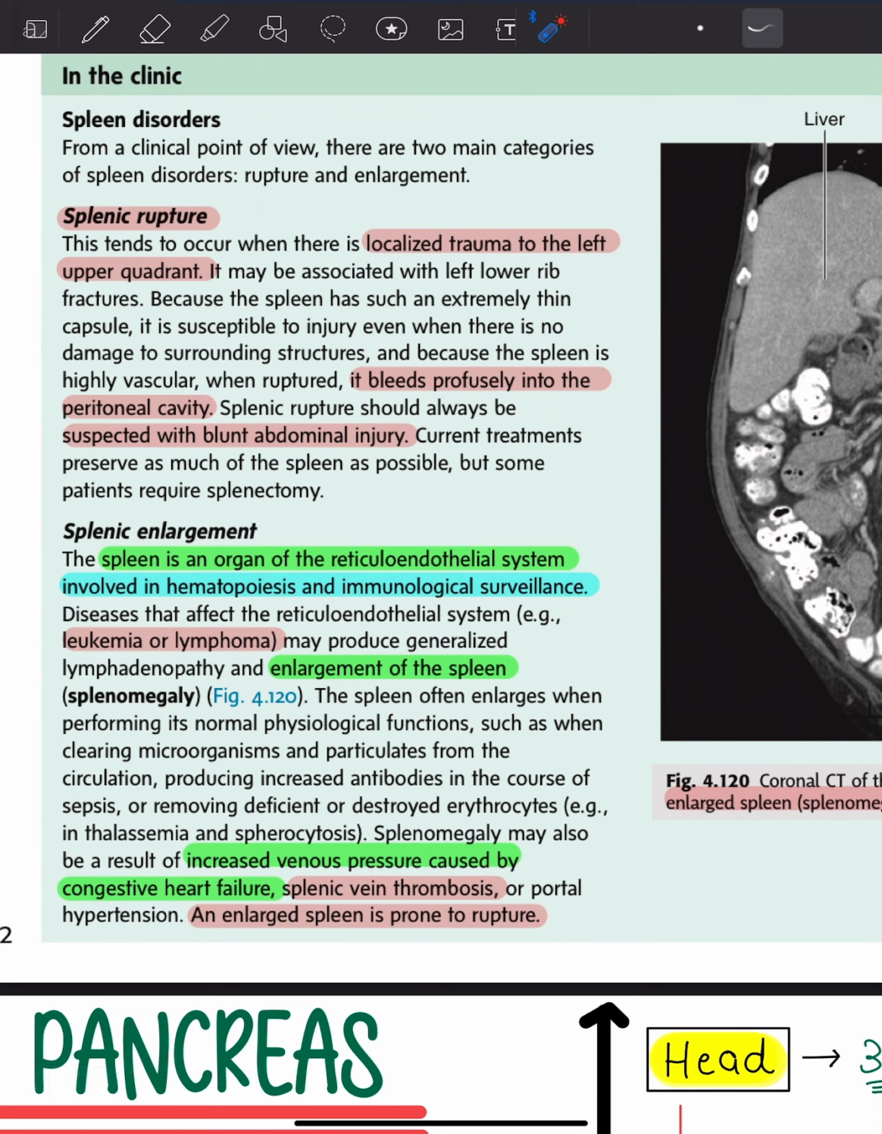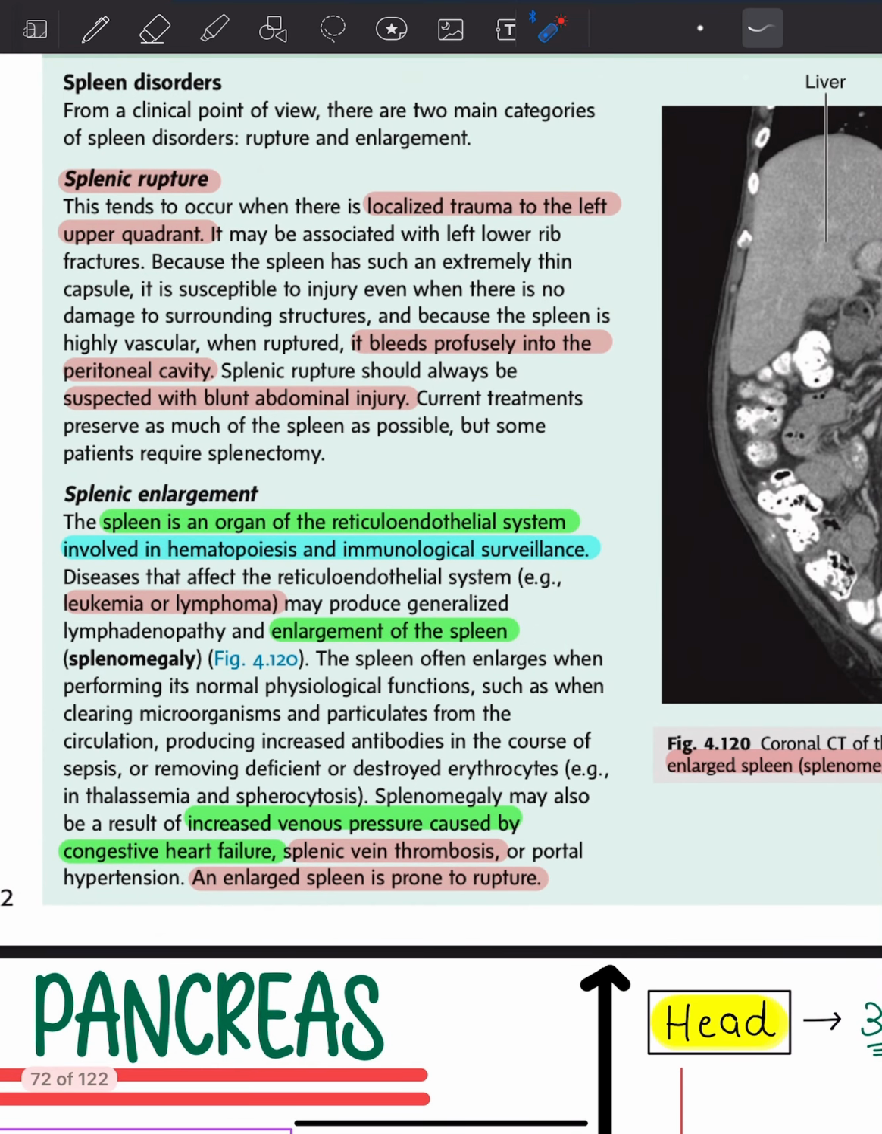As you know, it's an organ of reticuloendothelial system, which has some major roles in the immune system, immunological surveillance, and hematopoiesis in some stages. Now, if there is a disease of the spleen, like leukemia or lymphoma, Hodgkin's, it can lead to splenomegaly. Okay, and what are the consequences? It will lead to increased venous pressure caused by congestive heart failure, splenic vein thrombosis, the thrombus in splenic vein, or portal hypertension. Okay, which can further cause various varicoses in certain places, right? The esophageal varicosis, the caput medusae, the hemorrhoids, right? And an enlarged spleen is prone to rupture.